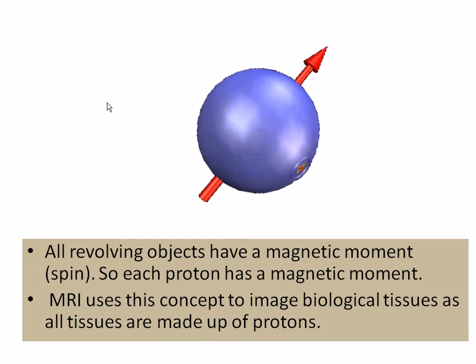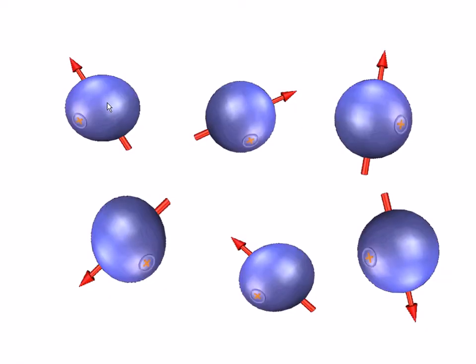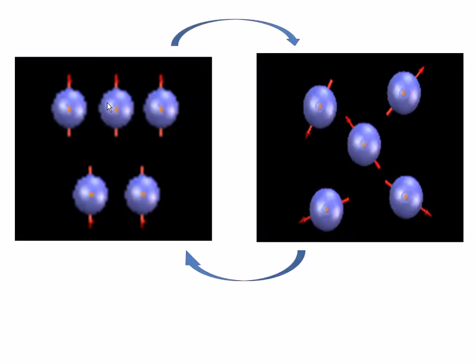Now, we have to look at the physical basis of MRI. We know that all revolving objects have a magnetic moment, and each proton in the body has a continuous rotation. But all these are rotating in different axes, so there is no net magnetic potential in the body. When you give a magnetic impulse, all of them become aligned to one axis, and when the pulse is taken off, they all go back to this.